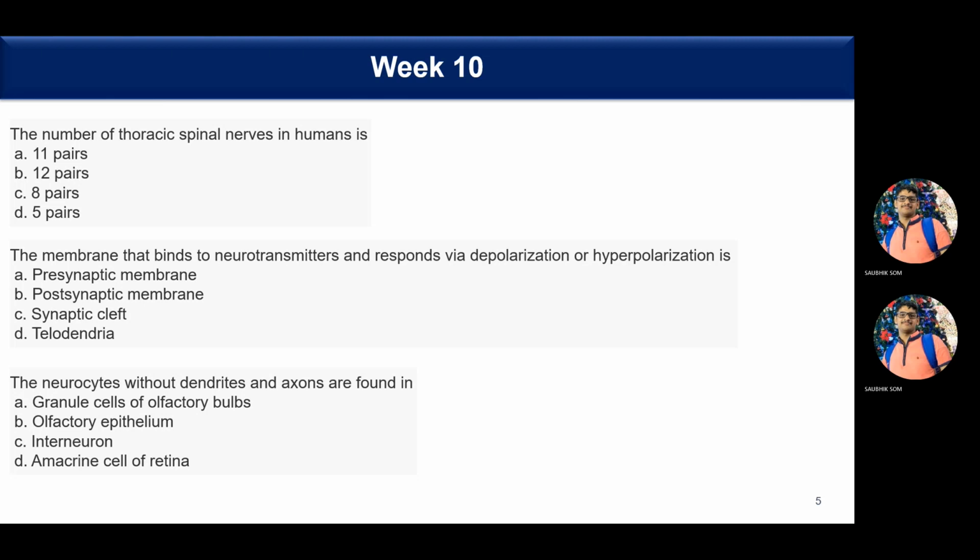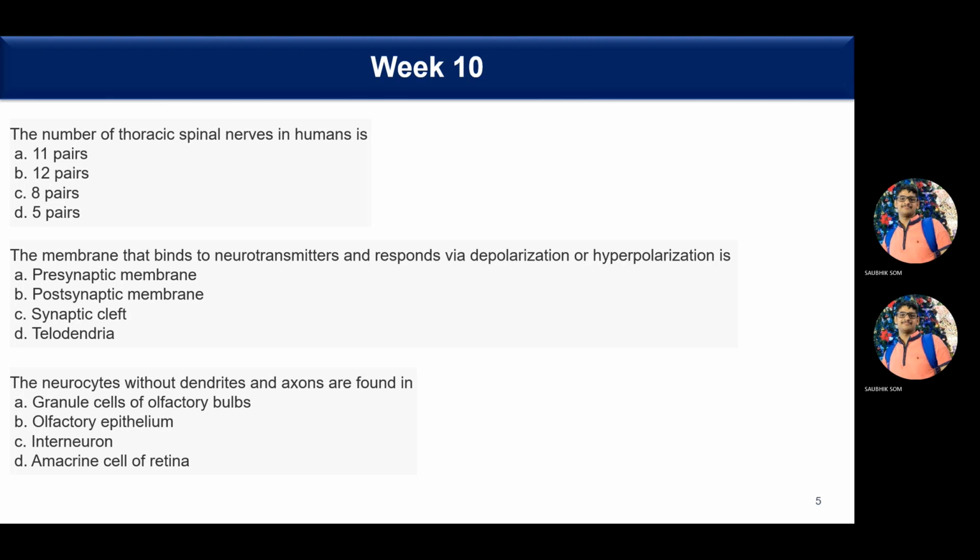The membrane that binds to neurotransmitters and responds by depolarization or hyperpolarization is presynaptic, postsynaptic, synaptic plate, or telodendria. There is a synapse complex, right? The synaptic cleft is there, and the presynaptic membrane and the postsynaptic membrane are also there. The one that binds to the neurotransmitter and responds by depolarization is the postsynaptic membrane. The presynaptic membrane releases it.